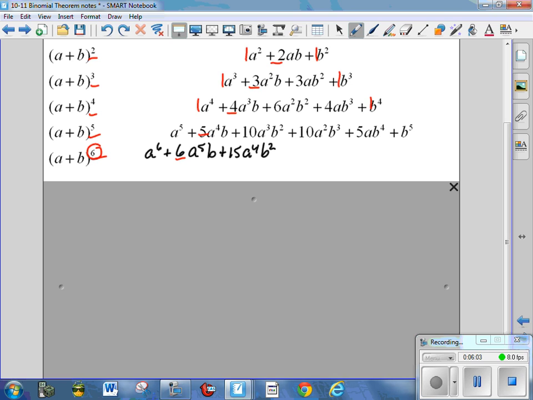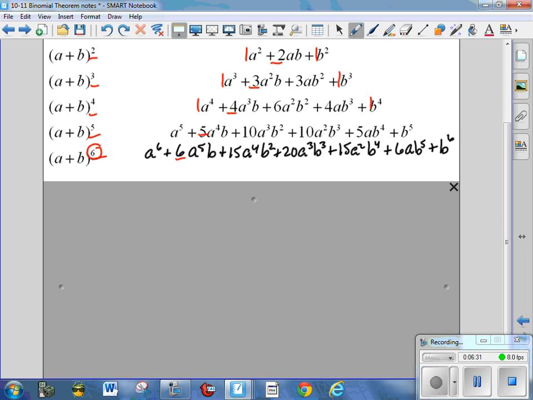Hey, another pattern I want to point out. Notice that the exponents always add up to 6 here: 6, 5 and 1, 4 and 2. Another pattern. Lots of cool patterns here. I love patterns. Plus 20a to the 3rd b to the 3rd, plus 15a squared b to the 4th, plus 6a b to the 5th, plus b to the 6th.